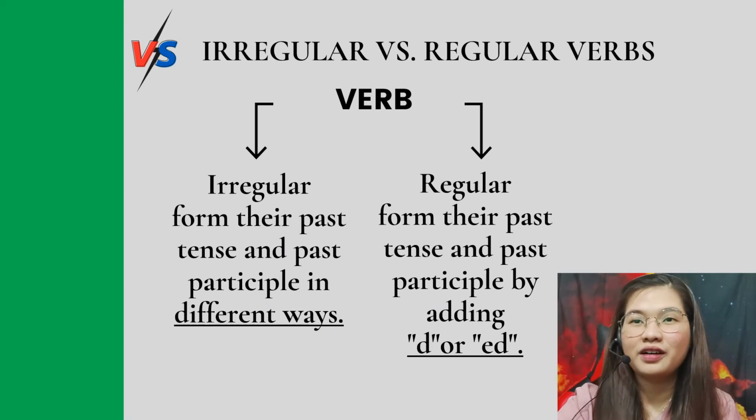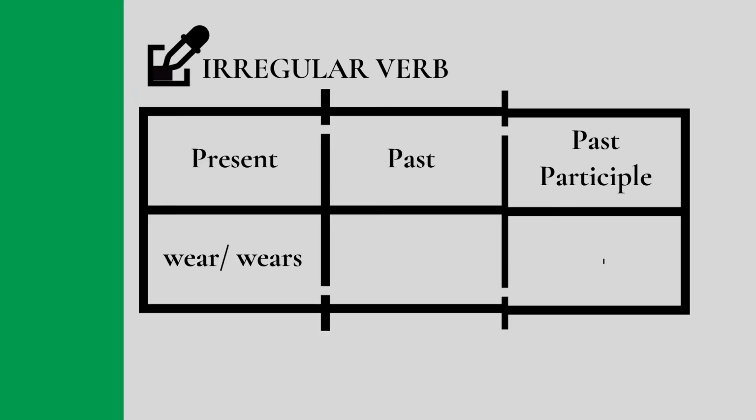Irregular verbs form their past tense and past participle in different ways, while regular verbs form their past tense and past participle just by adding "d" or "ed". Let us have an example. Try to analyze the table. We have present, past, and past participle forms of the verb. In present tense, we have wear for the singular subject and wears for the plural subject. What about its past tense?